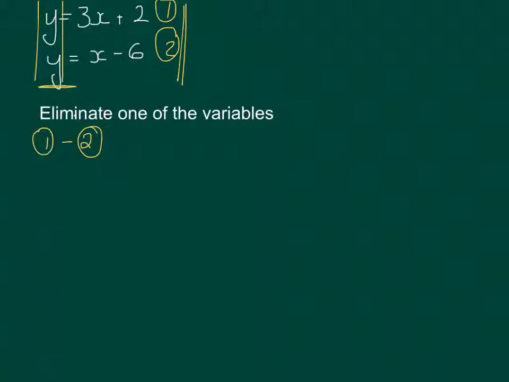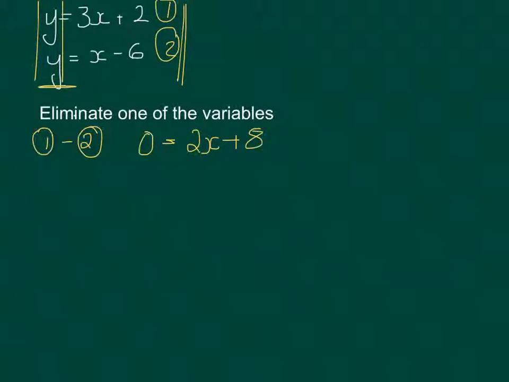Okay, so y take away y is nothing. 3x take away 1x is 2x. And 2 minus, or take away, minus 6. So 2 minus minus 6 is plus 8. So we're going to end up with that.